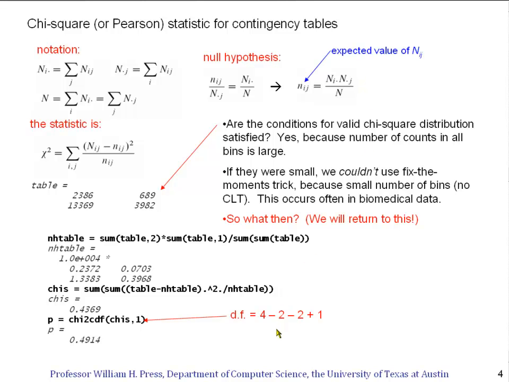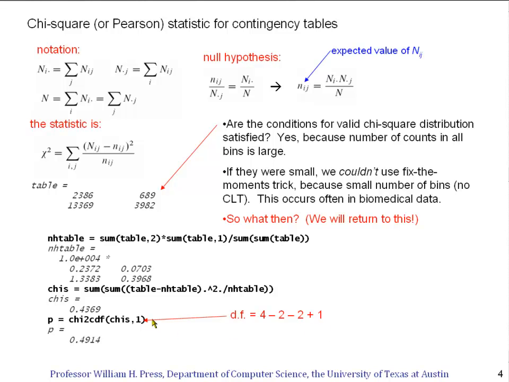So we have to subtract 2 degrees of freedom here for the row marginals and 2 degrees of freedom here for the column marginals. But wait, that's overdoing it because row and column marginals both add up to the same number. They add up to the total number of events here. So we overcounted and we add back the one here. And this, I didn't write it down, but this is a general formula. The number of degrees of freedom in a contingency table is the total number of cells minus the number of rows minus the number of columns, and then don't forget the plus 1 here.